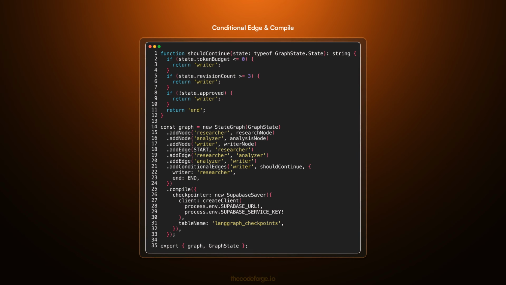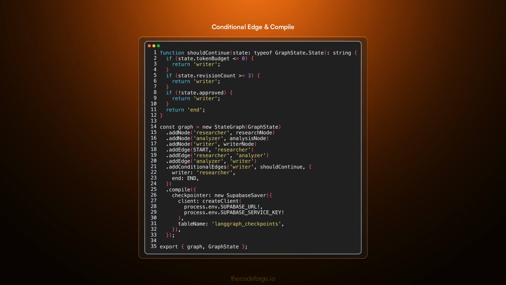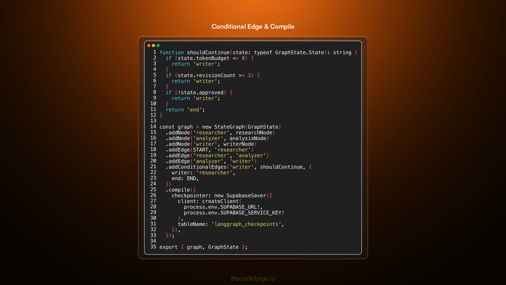The conditional edge decides whether to loop back to the researcher or end. It checks token budget, revision count, and approval status. The graph is compiled with a Supabase Checkpointer for persistence.